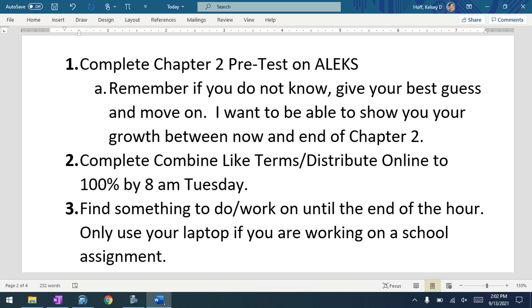I'm going to tell you right now, don't spend more than 10 minutes on it, right? Don't stress about it. If you don't know it, give your best guess and move on. Once you have finished that, it's not going to show you a score. Then your combining like terms and distribution homework assignment will open up for you, which is due to 100% tomorrow, okay? So pre-test first. It's okay if you don't know how to do it. Type in a number, click next. No more than 10 minutes. And then your other one will open up.